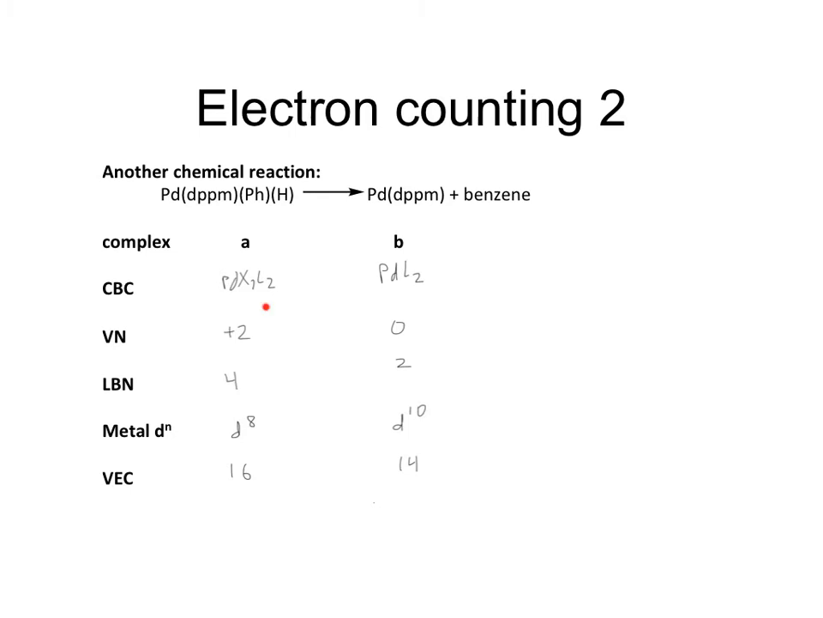The valence number is dropping from 2 to 0. The ligand bond number is dropping from 4 to 2. The metal DN count is increasing from 8 to 10. The valence electron count drops from 16 to 14.